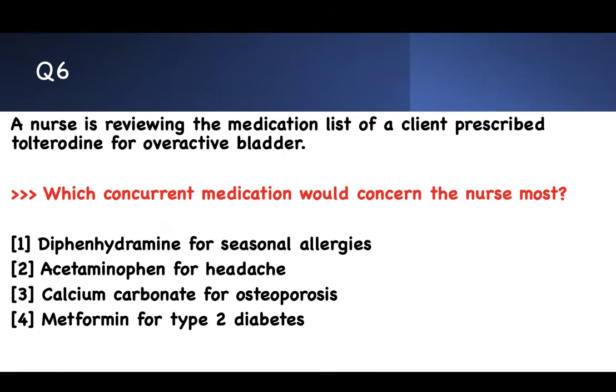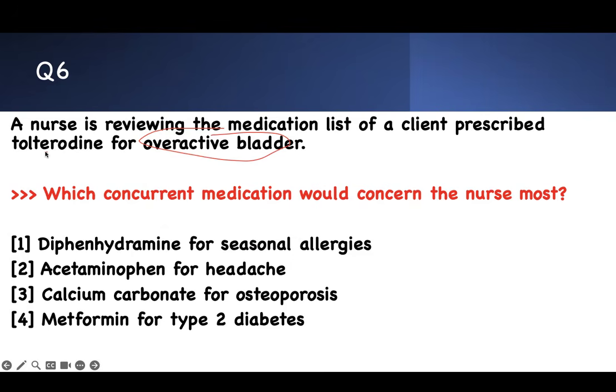Which concurrent medication should concern the nurse most? That means you're taking a medication in addition to something that is prescribed to you. And hence the nurse is reviewing the medication list of a client prescribed Tolterodine for overactive bladder. There's a way to answer a pharmacology question, even if you don't know. This is strategy. I want you to listen to that portion carefully and write it down. I see Tolterodine. I have no clue, but look at what is following. There is a way NCLEX gives you the question and the answers.